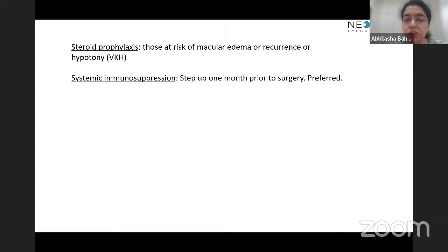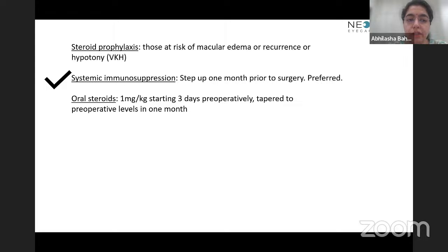In my practice, there are no strict guidelines, but I step up the systemic immunosuppression 1 month prior to surgery. Wherever you are comfortable and you want to give oral steroids when there are no systemic risk factors like diabetes, oral steroids can be started at 1 milligram per kg body weight, starting 3 days preoperatively, and they should be tapered to preoperative levels in 1 month.